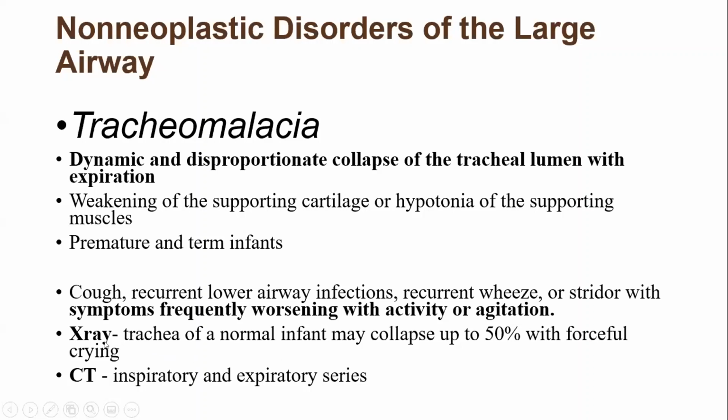You have to be careful with X-ray. X-ray is usually not enough because when a child is crying, the trachea can collapse up to 50% of its diameter. When you have the X-ray, you don't know whether the child has cried at that time or not. So a narrow trachea may not indicate a lesion or tracheomalacia. So if you suspect tracheomalacia, if the child has symptoms, the ideal thing is to do a CT. In books, they describe inspiratory and expiratory series, but usually in our settings, we do one CT, which is usually adequate to diagnose tracheomalacia.